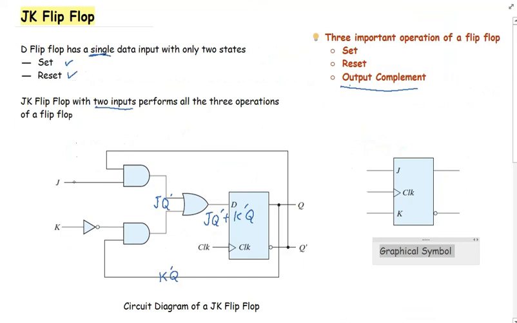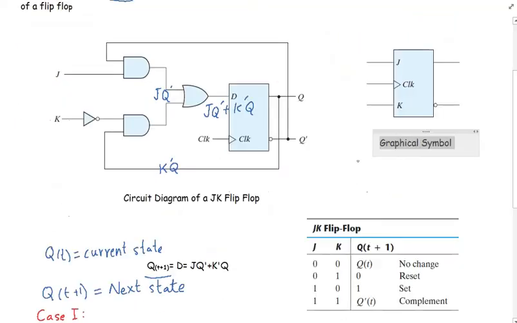In a JK flip-flop, we have basically two inputs, J and K. The characteristic table of JK flip-flop is given here. So what if we tied together two inputs J and K? So we will have either J is equal to 0, K is equal to 0, or J is equal to 1, K is equal to 1.